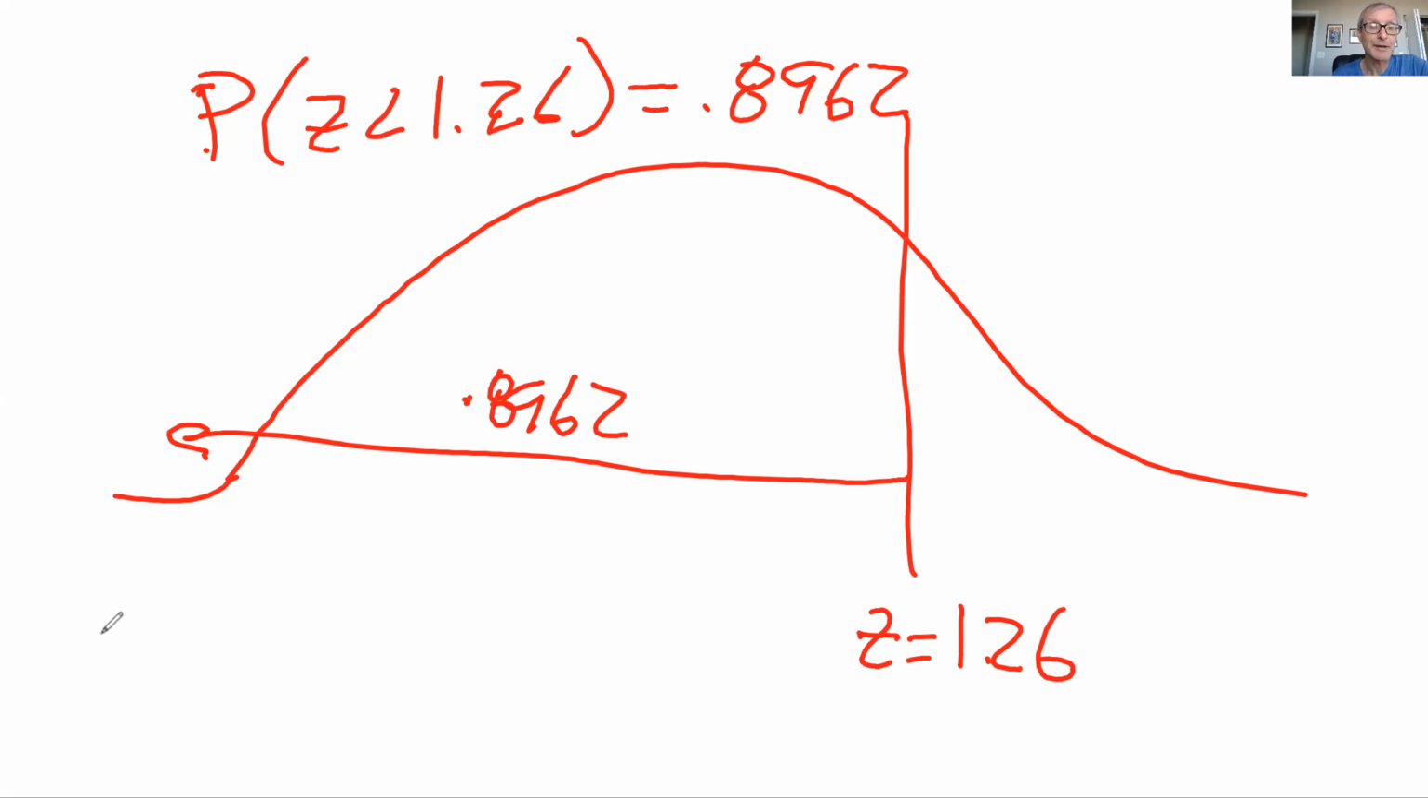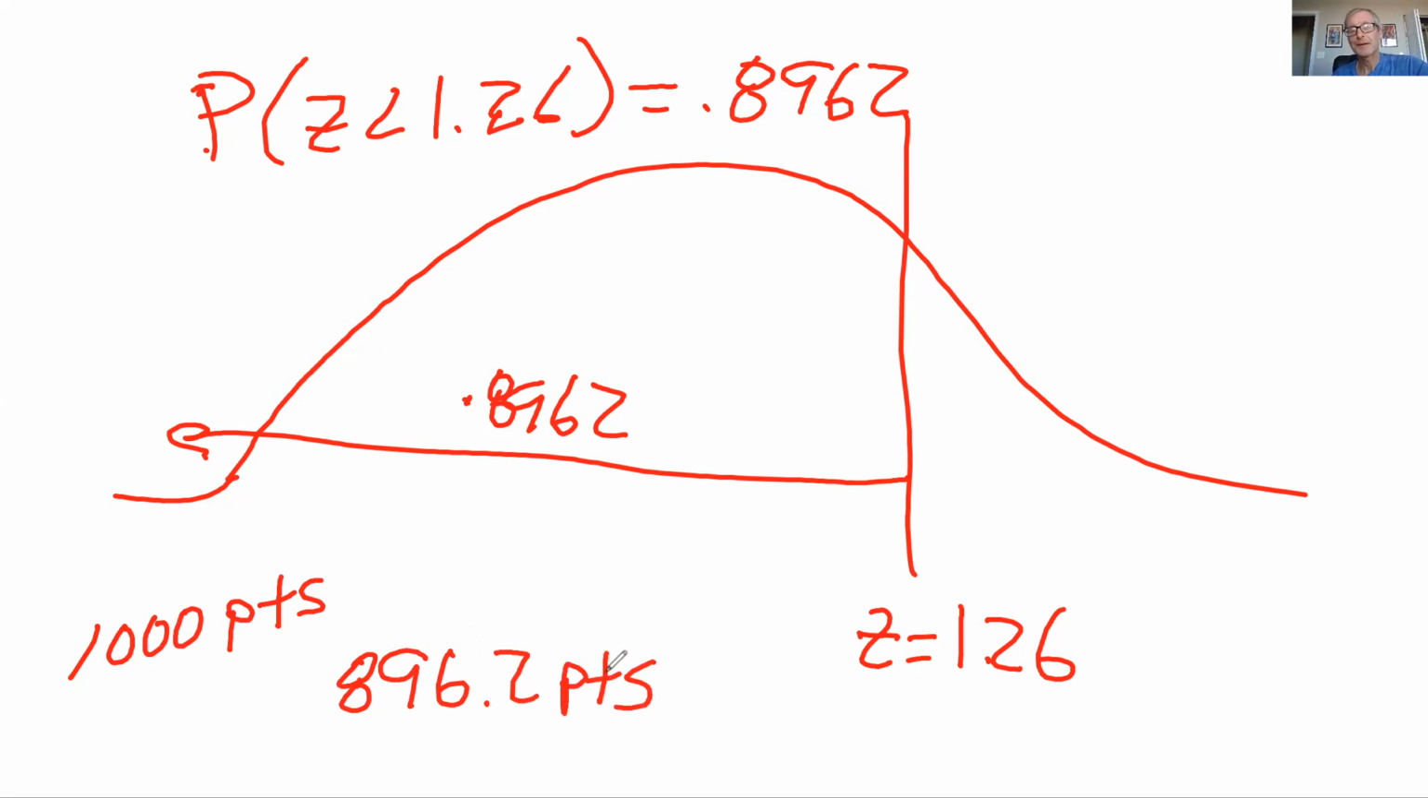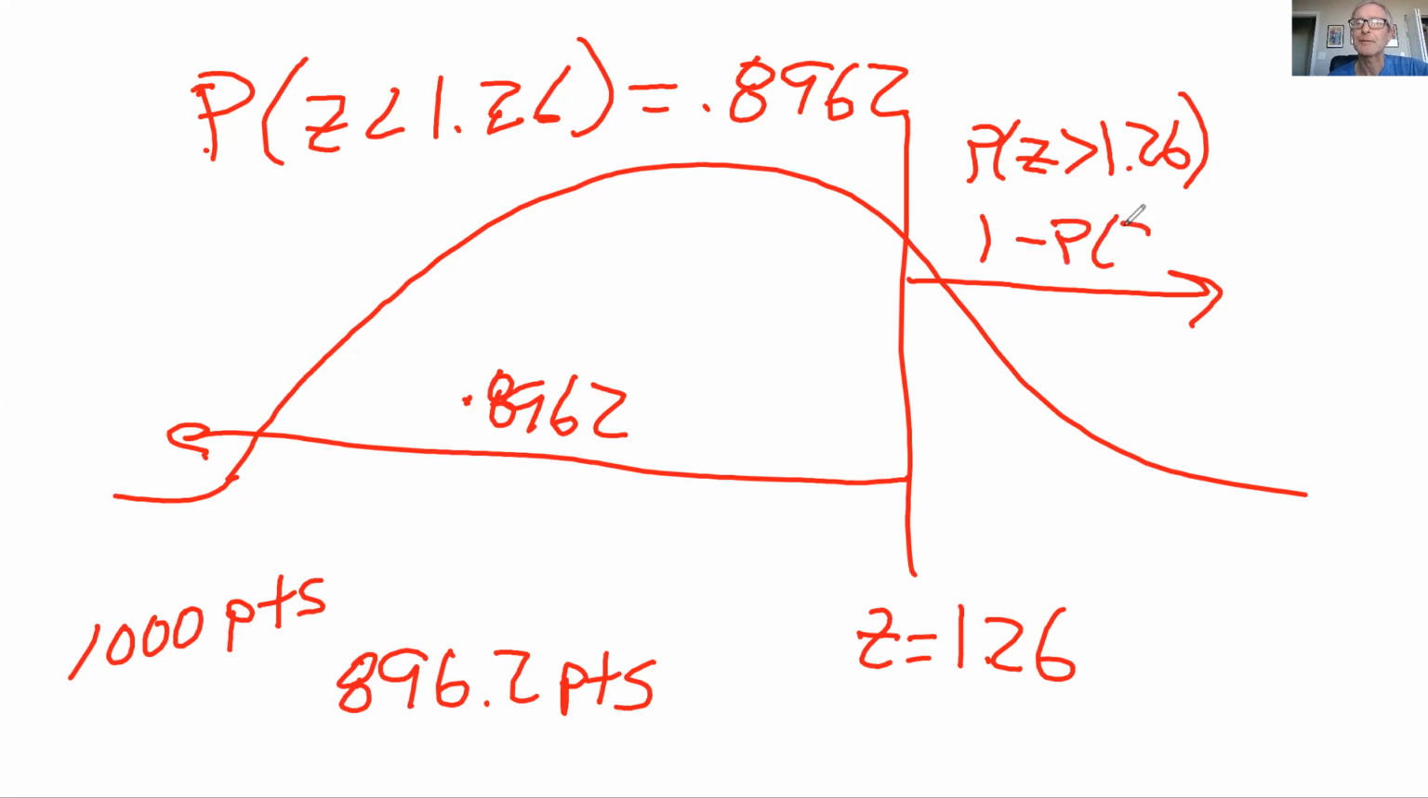So if you had, say, 1,000 points, and you wanted to know how many points are below that, you would multiply it by that probability, and you would get 896.2 points below that. And the beauty of this is that if you go above, and that's why it's important to think about it, you take the table value and subtract it from 1. So the probability of z being greater than 1.26 is 1 minus the probability of z being less than 1.26.